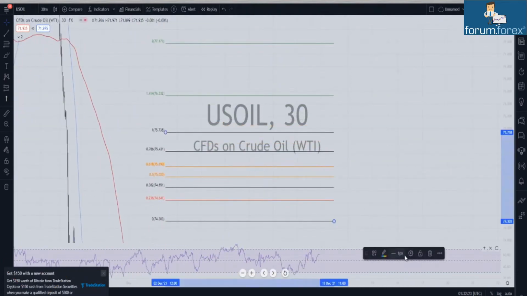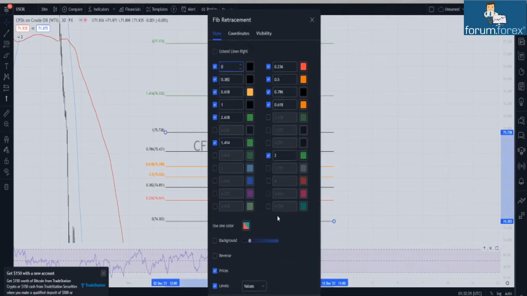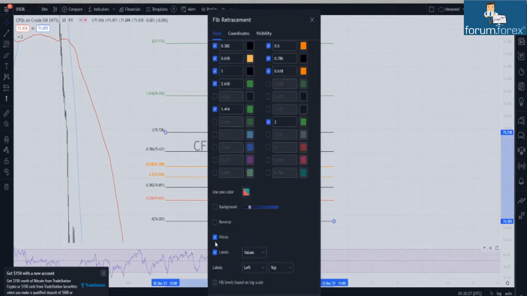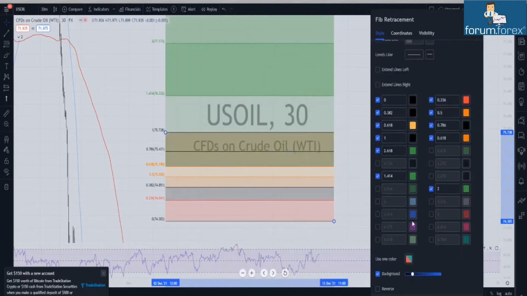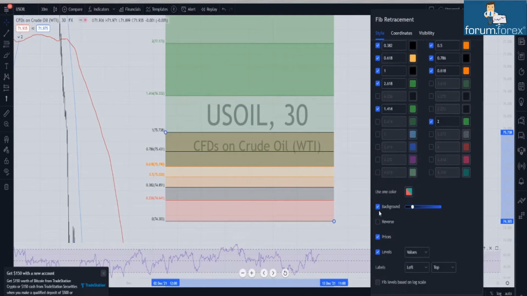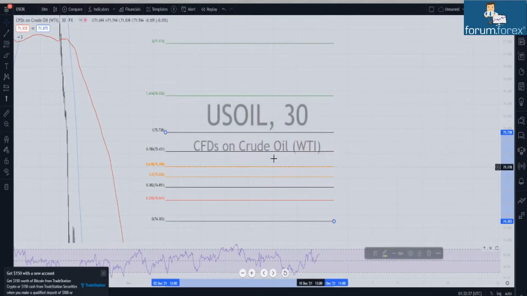Before I get into it, make sure y'all copy my settings, because I'm going to be going over some examples. We've got prices, levels. Yours might look a little different, but you want to customize them like my colors are right now. Just uncheck the background, and then you should look something like this.